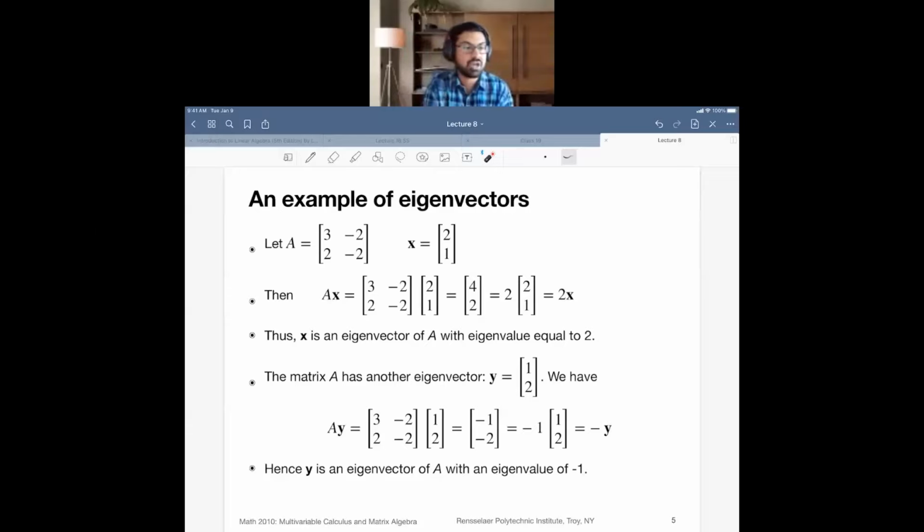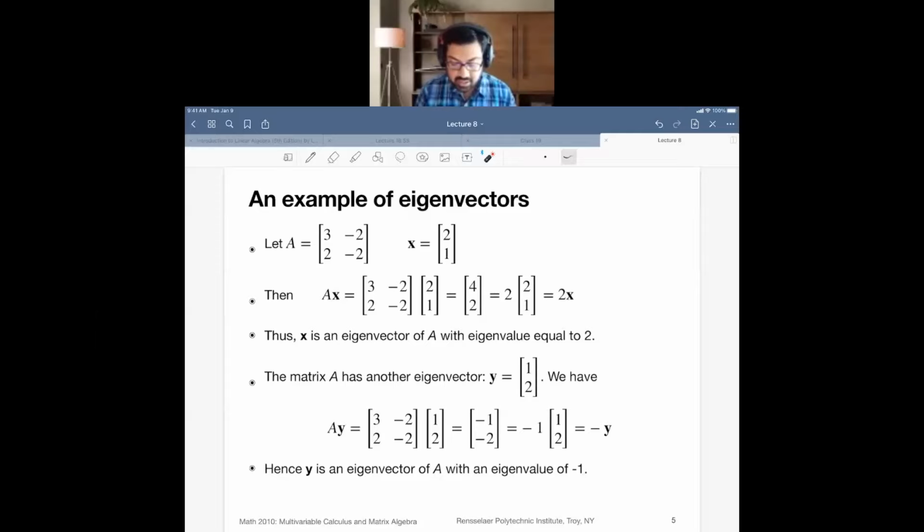For example, if lambda is negative, then you have that right-hand side vector 2x going the other way, but double the length. So you're looking for vectors in the range of A that are scaled versions of x. In this case, Ax gave you 2x. So you can say that x is an eigenvector with the eigenvalue 2. And similarly, there are other eigenvectors for A.